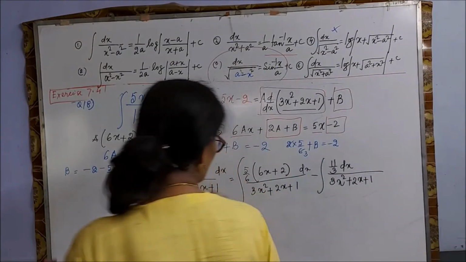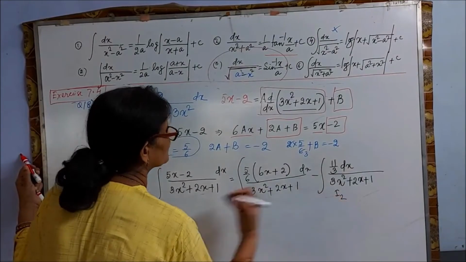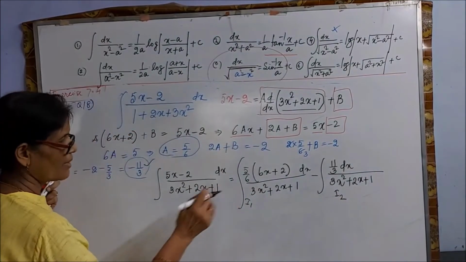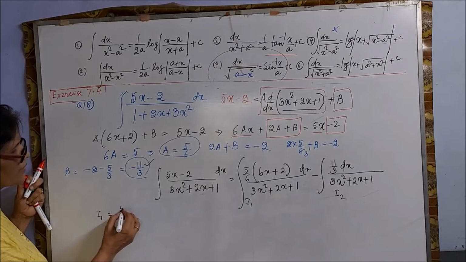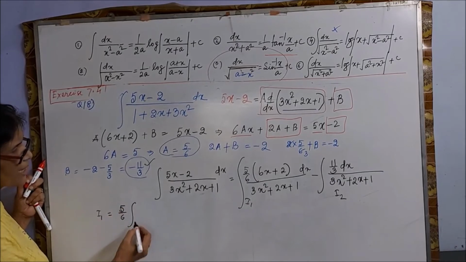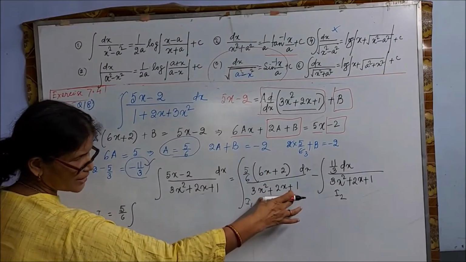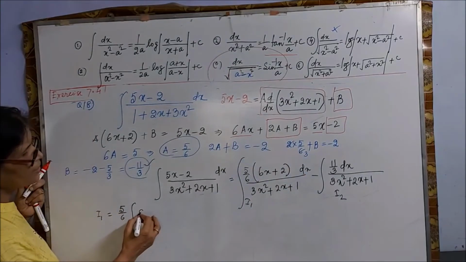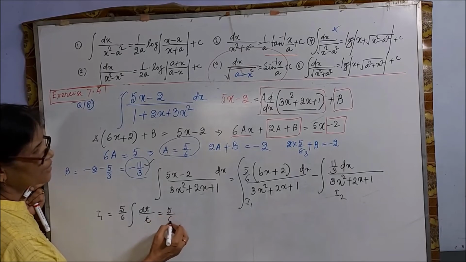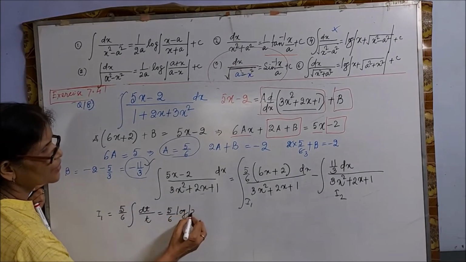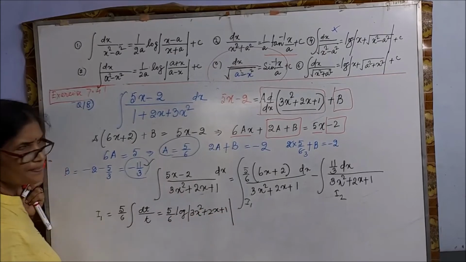So now I have made it into two integrals. One is integral 1, one is integral 2. Next I will go on to integral 1 and 2. Coming to integral 1. Integral 1 is very easy. Can you guess why? Because I have made the derivative in the numerator. So I will take the denominator as t. It will automatically be dt by t. So dt by t is log. So I will write this is log of 3x square plus 2x plus 1. See how simple I can make it.